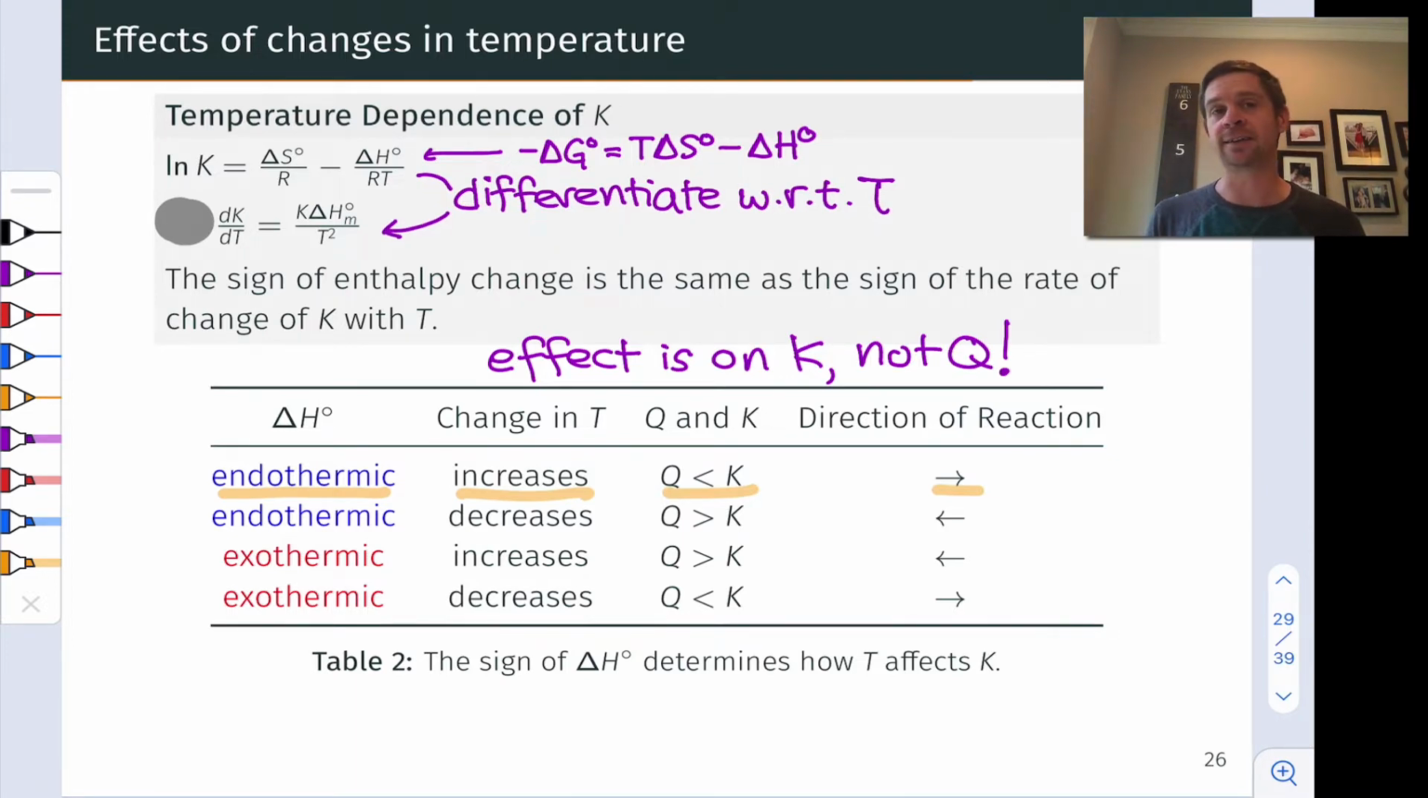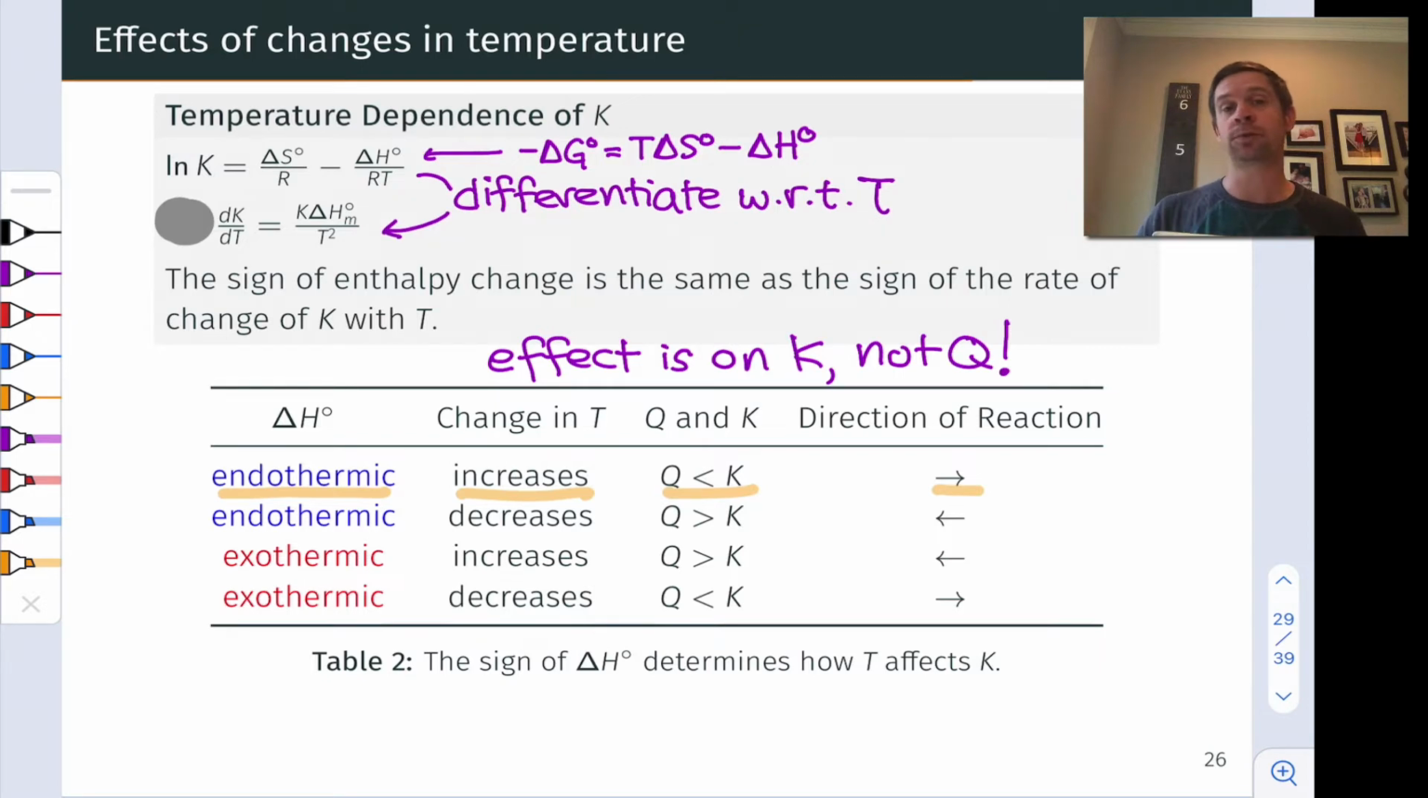All right, so the first case is an endothermic reaction, and we're imagining the temperature increasing. Based on this equation above, with delta H positive, the sign of dK/dT is positive. What this means in terms of rates of change is, as we increase the temperature, the value of K increases. This creates a situation where Q is less than K, and the reaction thus needs to go in the forward direction, generating products and consuming reactants in order to restore equilibrium. So the reaction will go forward.